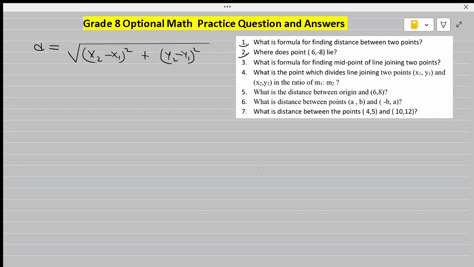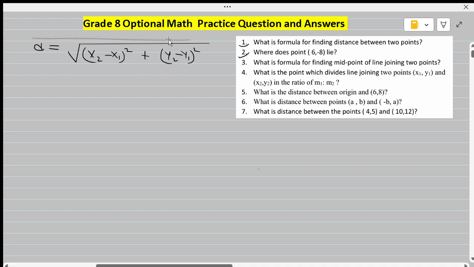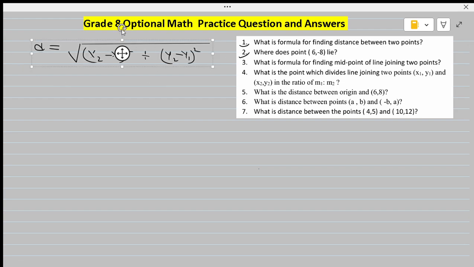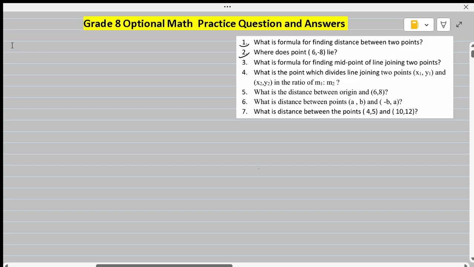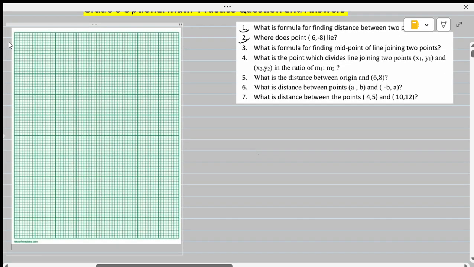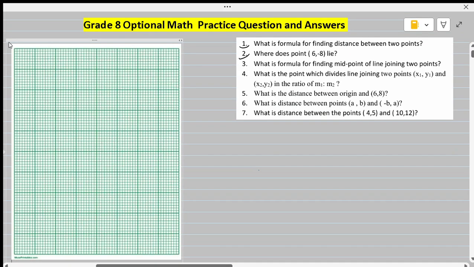And now number 2: where does the point (6, -8) lie? To let you understand, I will make this clear. For this I will show you a graph. Here I have pasted a graph grid paper.